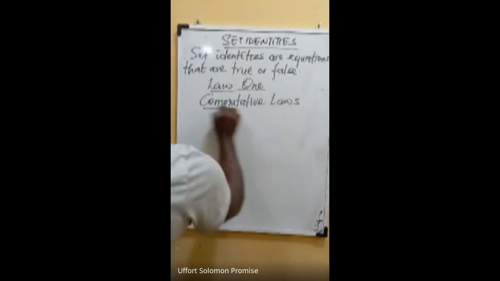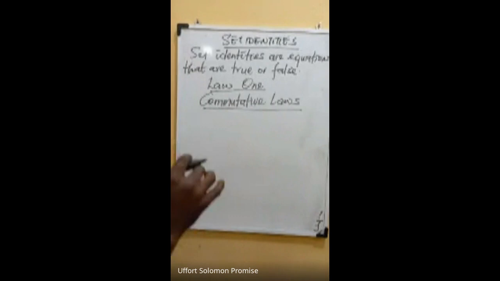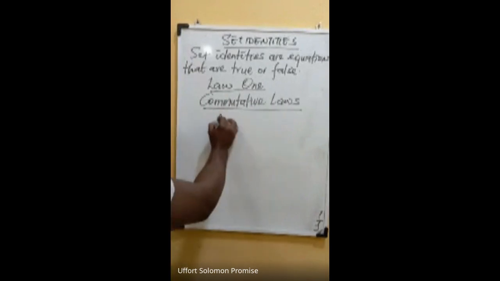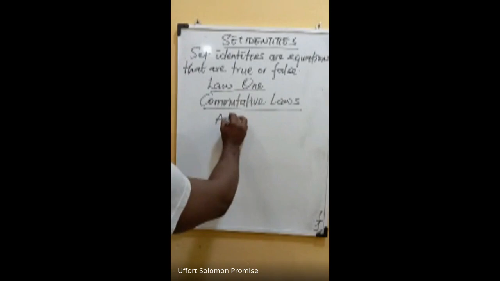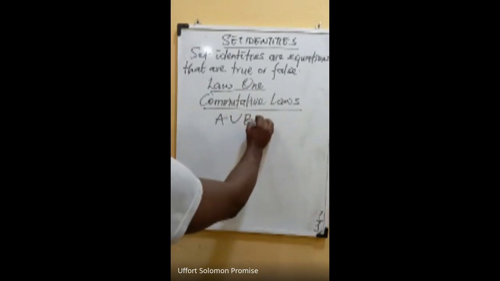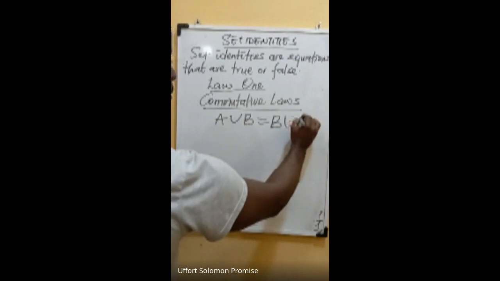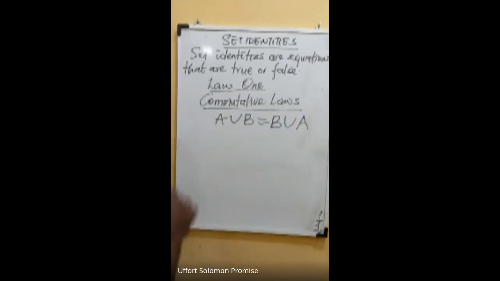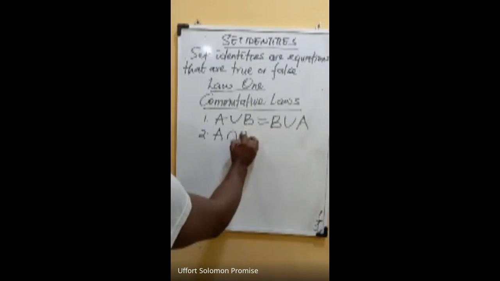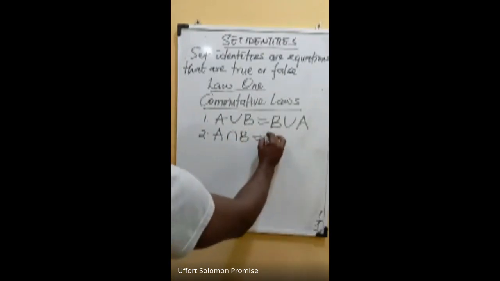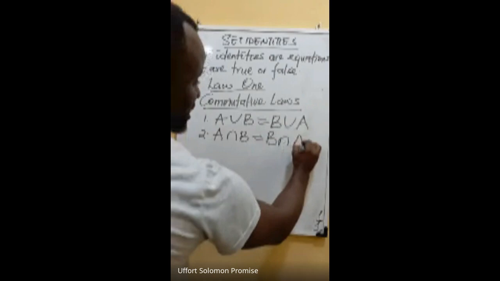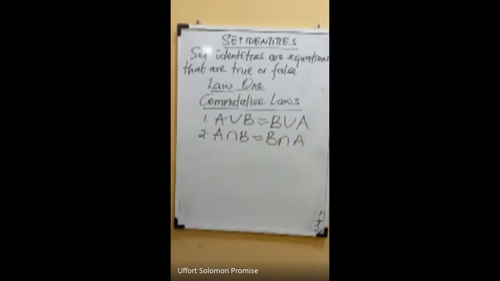Commutative laws state that A union B is equal to B union A. The second one states that A intersection B is equal to B intersection A. Don't allow that to confuse you. It's not an issue, it's very simple. Forget about the word law, when you see it you say they want to break my head.